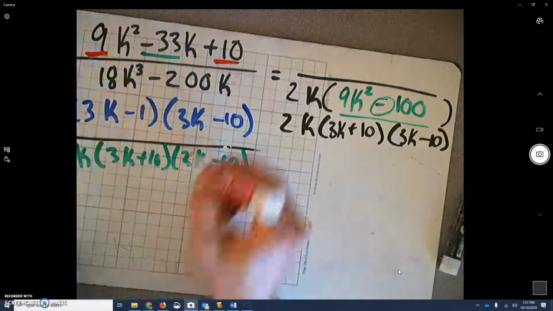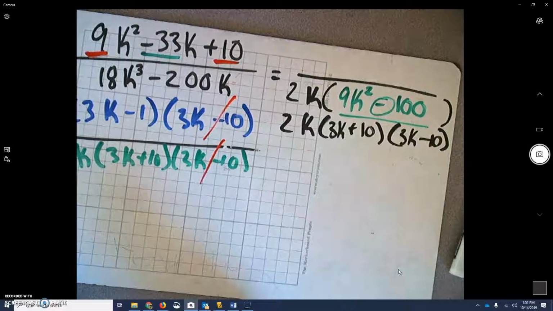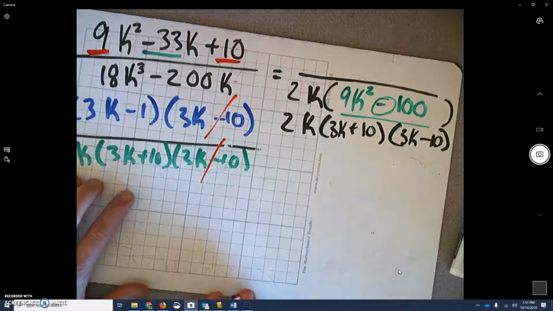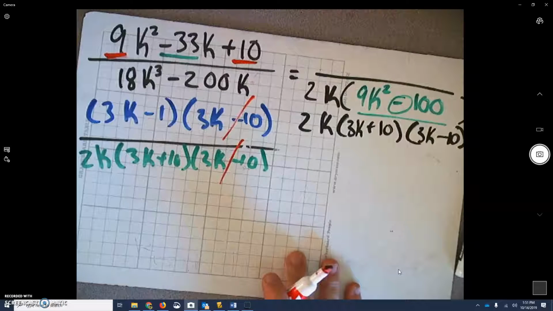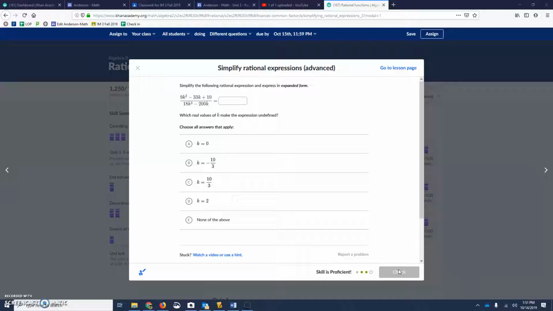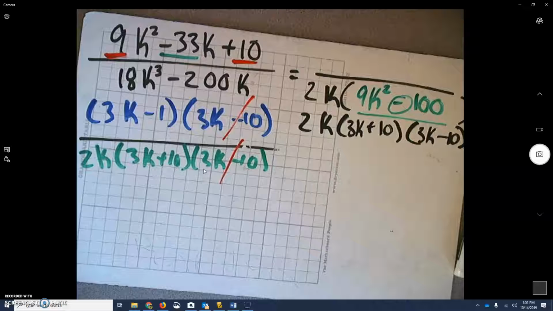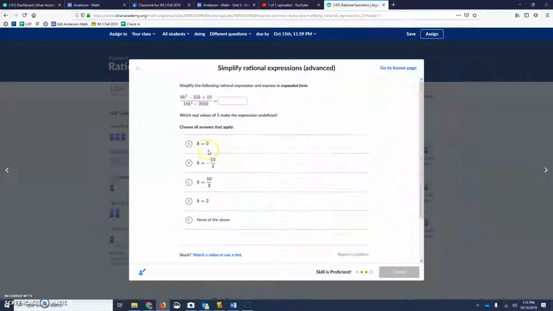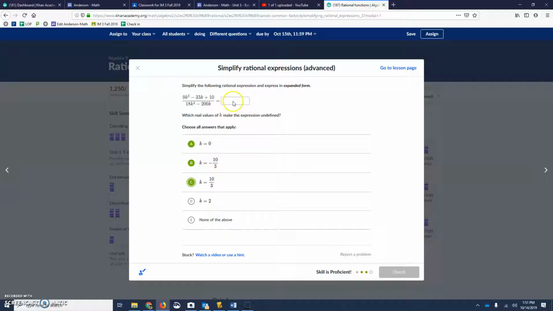What cancels out? Our 3k minus 10s. What we're left with is 3k minus 1 over 2k times 3k plus 10. I believe they want us to find out the numbers that we cannot have in our problem. So going back, we can't have 0. This will be negative 10 over 3, and this will be positive 10 over 3. So 0 and both B and C. And I will type this in.